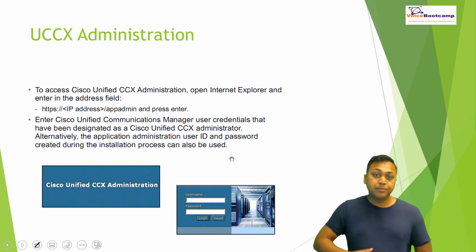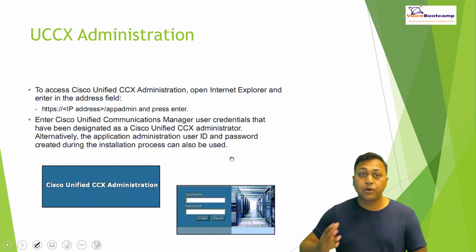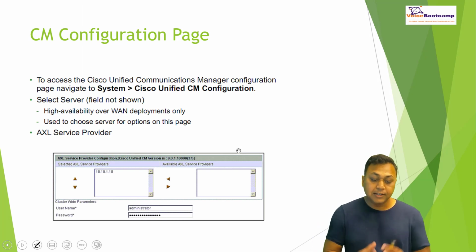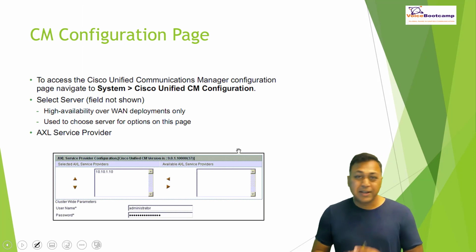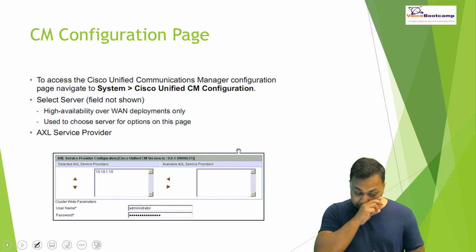Now the UCCX administration is done by logging into the IP address of the UCCX server, followed by the app admin. You will log in and you will get into the web page. Now you can make some day-to-day changes, although you're not going to change the call manager IP address on a regular basis, but you may have some day-to-day stuff like adding agents, assigning certain skills, whatnot. So it's important that you are familiar with different menus so that you know exactly where to go.